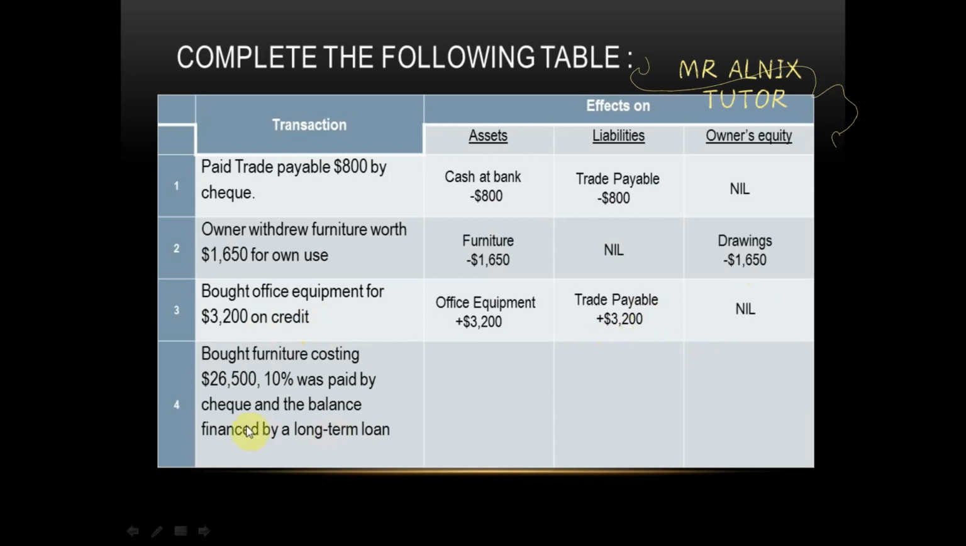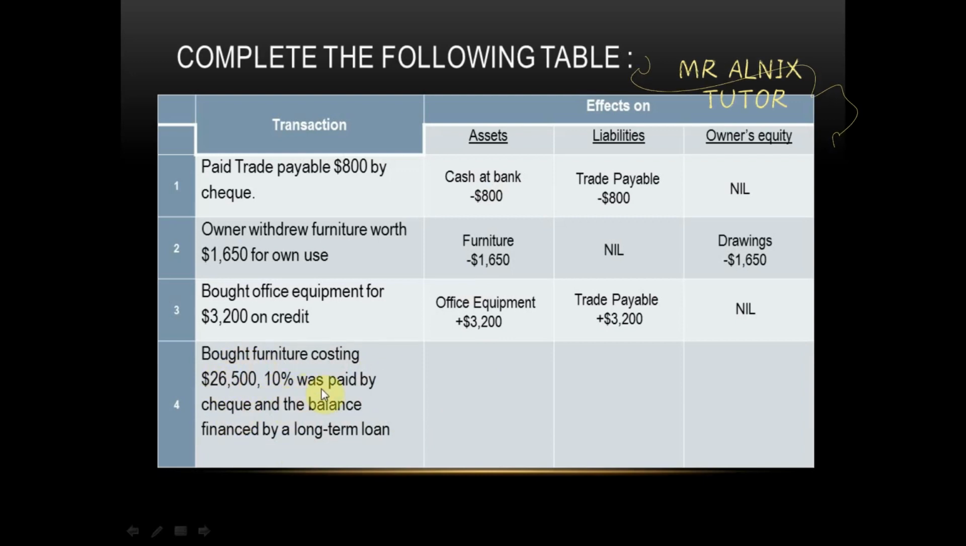Alright, then come to question number 4. You bought furniture costing 26,500. 10% was paid by check and the balance financed by a long-term loan. So here it is considered two questions. Question number 1. You bought the furniture costing 26,500. Furniture is under the assets here. And at the same time you make the payment of 10% from 26,500.